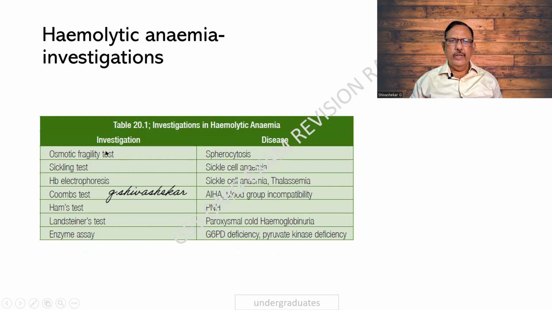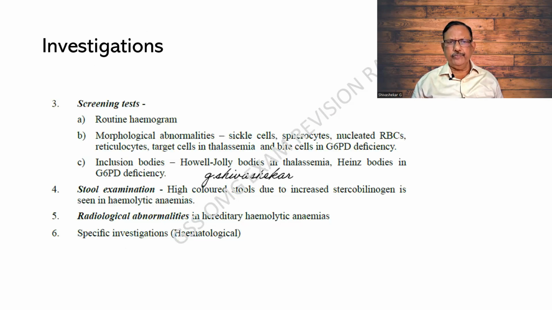GSS. Osmotic fragility test, spherocytosis; sickling test for sickle cell anemia; electrophoresis for sickle cell anemia, thalassemia; Coombs test, autoimmune hemolytic anemia, blood group incompatibility; Ham's test for PNH; Landsteiner's test for paroxysmal cold hemoglobinuria; enzyme assay, G6PD, pyruvate kinase deficiencies, etc. So you have got a good panel of tests which you can have as MCQs, answer in the viva or part of the essay.